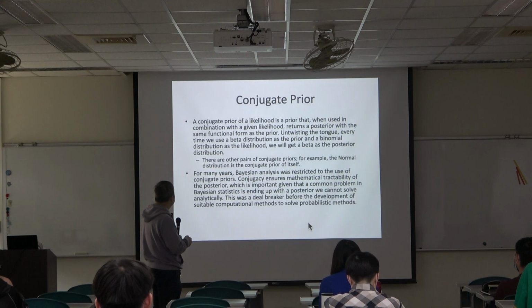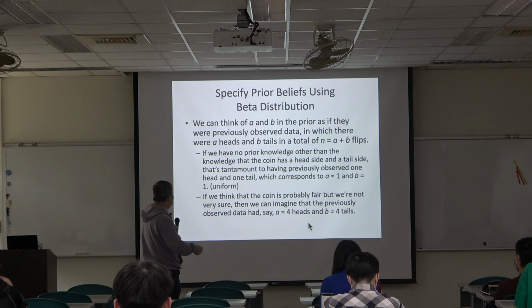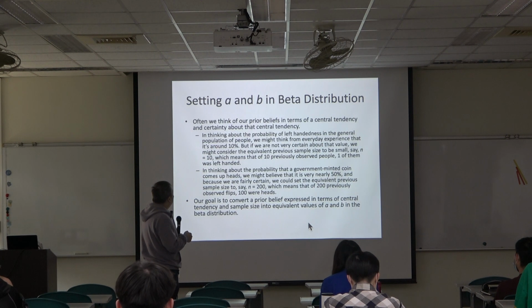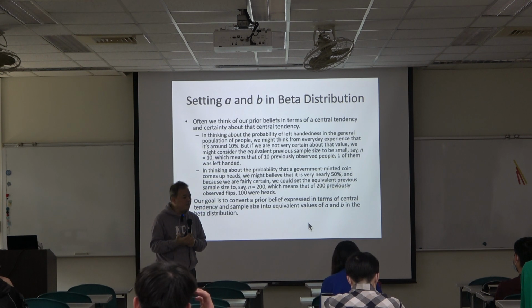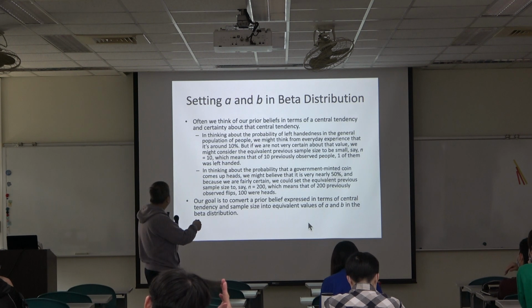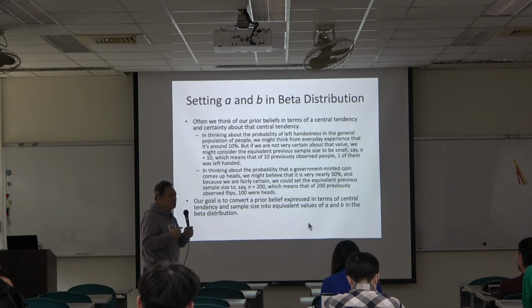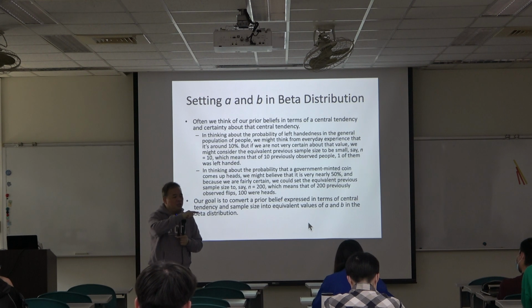So often we think of our prior belief in terms of central tendency and the certainty about the central tendency. They are two things. Central tendency describes where the center should be located, and certainty about the central tendency is how concentrated your distribution should be around a particular center.